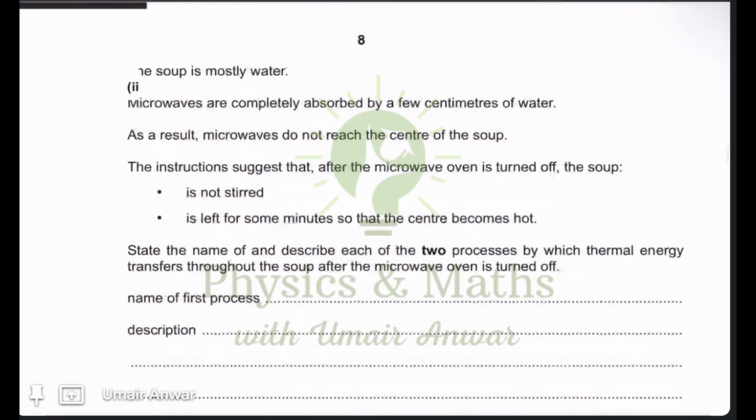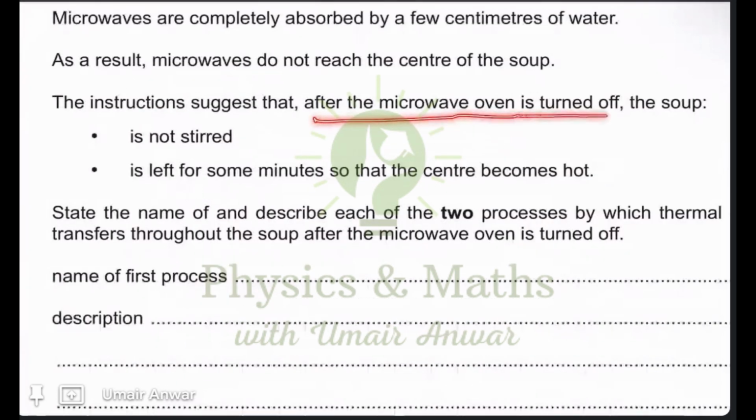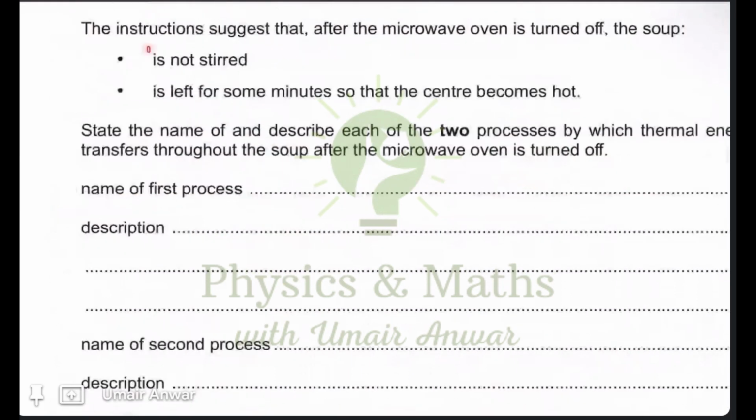The instructions suggest that after the microwave oven is turned off, the soup is not stirred, and is left for some minutes so that the center becomes hot. So these are the two instructions. Number one, it is not to be stirred. And secondly, it should be left for some minutes so that the center also becomes hot.